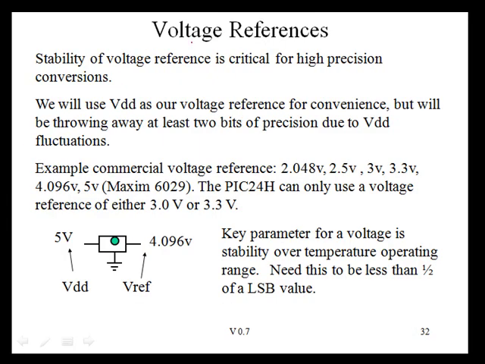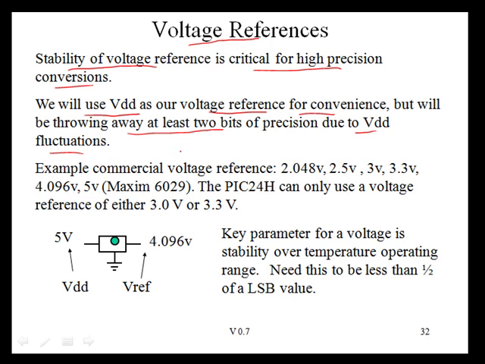We'll wrap up this lecture by discussing voltage references. The stability and accuracy of a voltage reference is critical for high precision conversions. In our lab experiments, we're going to use VDD as our voltage reference simply for convenience, but we will be throwing away at least 2 bits of precision due to VDD fluctuations.